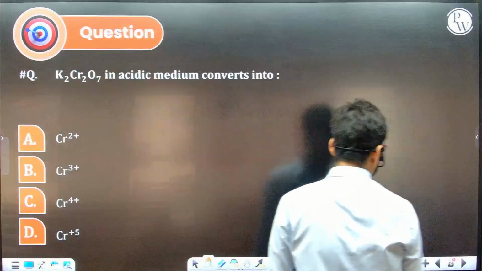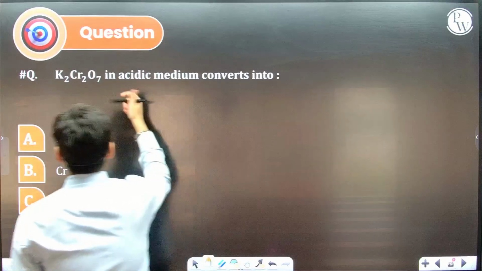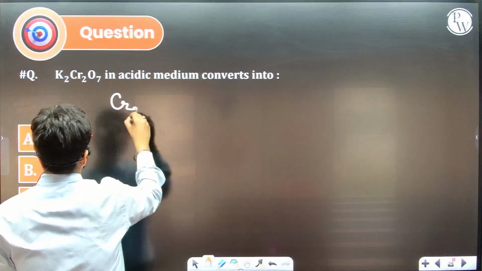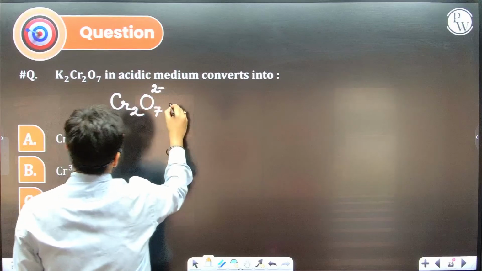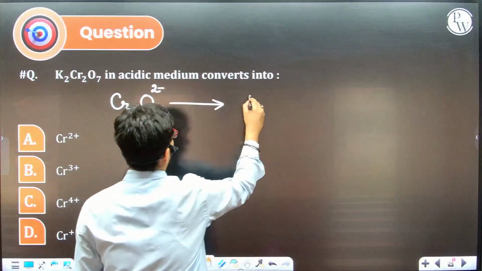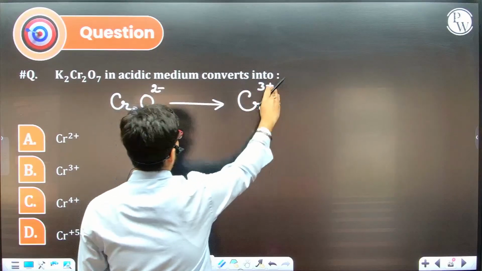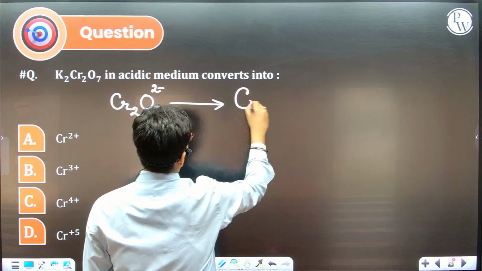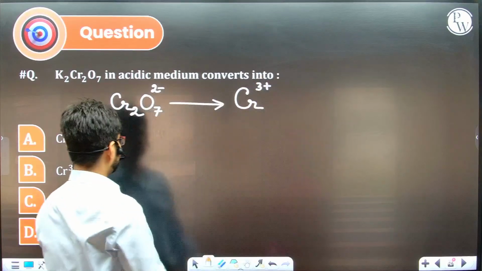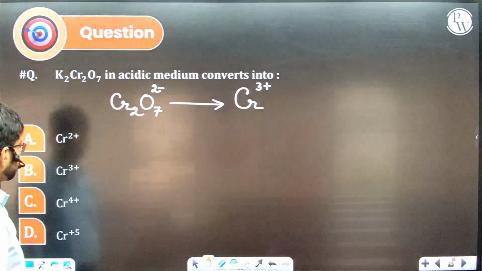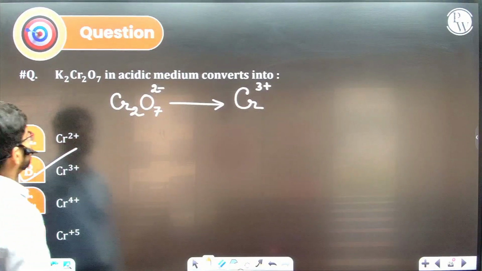Next question. Now in acidic medium, this converts to what? In acidic medium, this gets converted to Cr3 plus. This we must remember. So Cr3 plus is the correct answer.